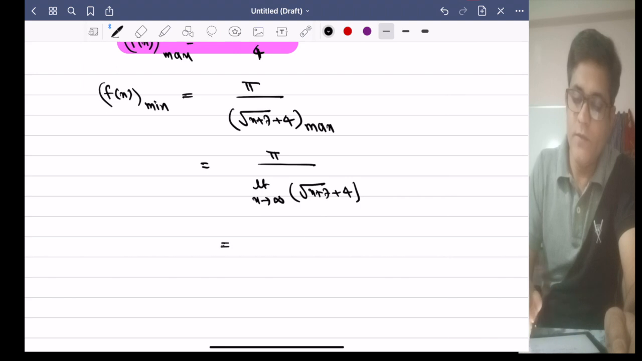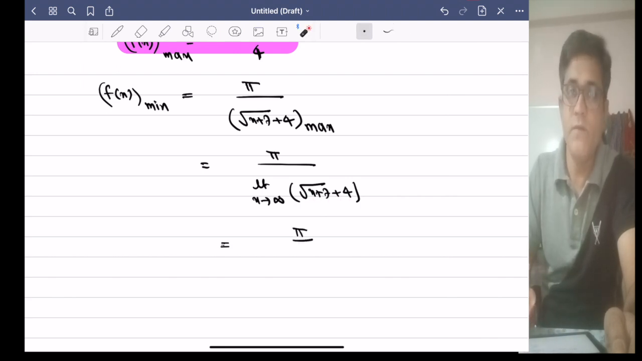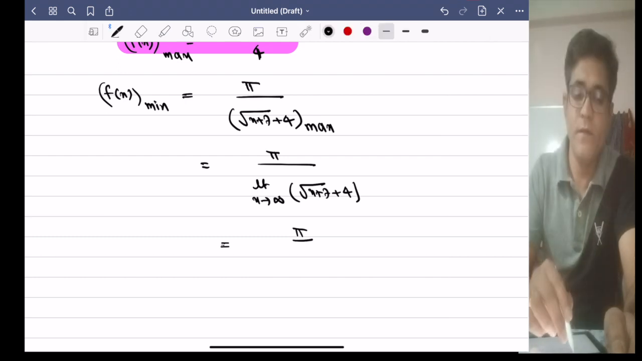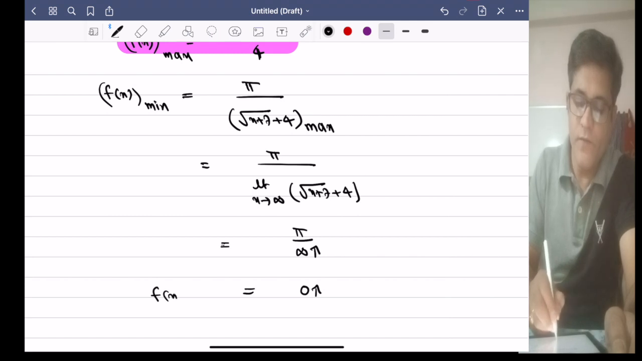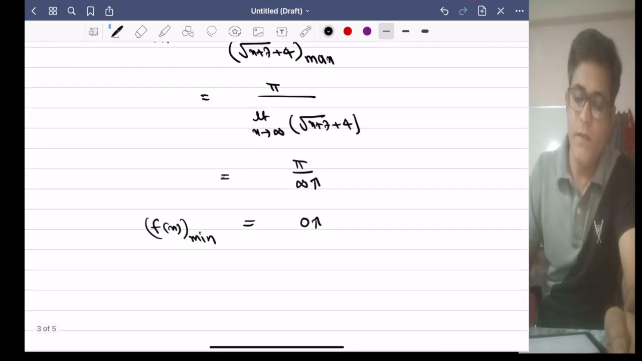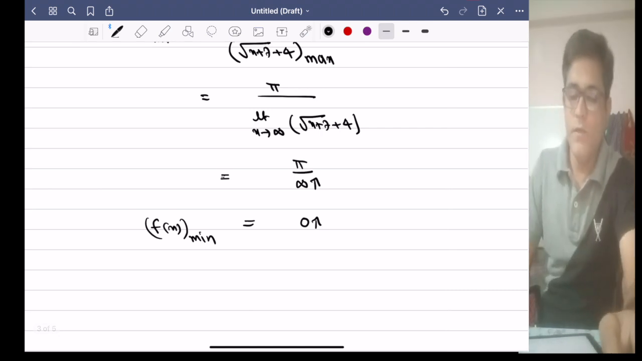So this is equal to pi over, as x goes to infinity, root x plus 7 plus 4 goes to infinity. Therefore this limit value tends to infinity. Therefore pi over infinity is 0. It goes to 0. So f of x minimum tends to 0.